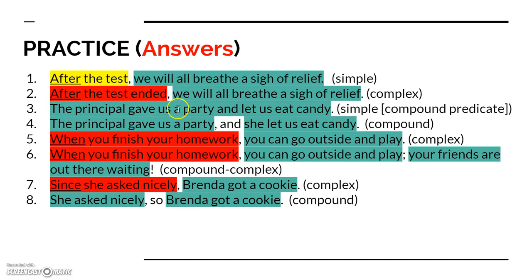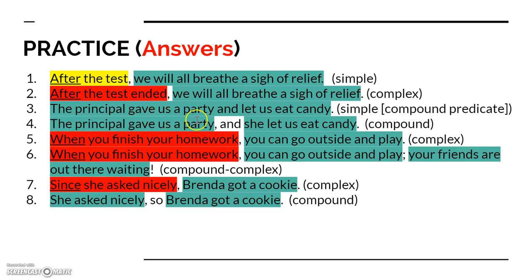Number 3. "The principal gave us a party and let us eat candy." Guys, this is just a simple sentence. It happens to have a compound predicate because the same subject is doing 2 things, gave us a party, let us eat candy, but it's still a simple sentence. It would be compound if I did number 4.